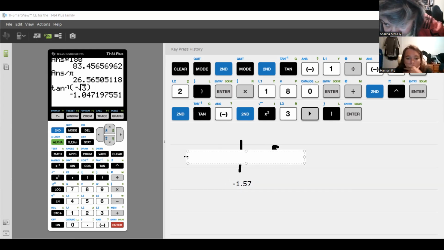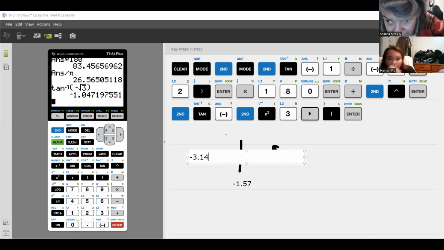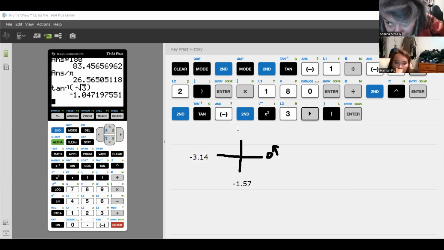This is going to be negative pi, so this is going to be negative 3.14. Negative 4.71 would be up here. Now, the reason I bring that up is we have negative 1.04. That's over here, in quadrant 4 right here.